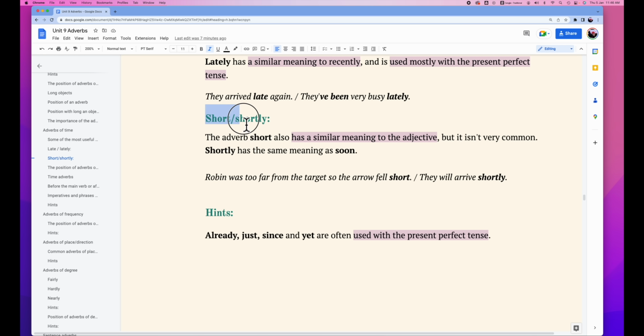Another one, short and shortly. The adverb short has a similar meaning to the adjective, but it isn't really common. Besides, the word shortly has the same meaning as soon. Robin was too far from the target, so the arrow fell short. Short means not far distant. They will arrive shortly. Shortly means soon. Here are some hints. Already, just, since, and yet. These four adverbs of time are often used with the present perfect tense.